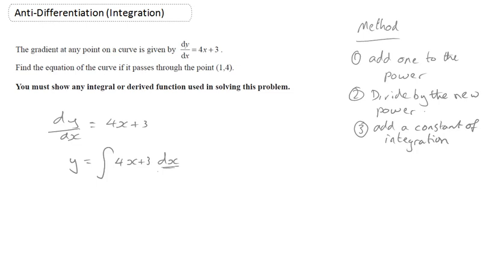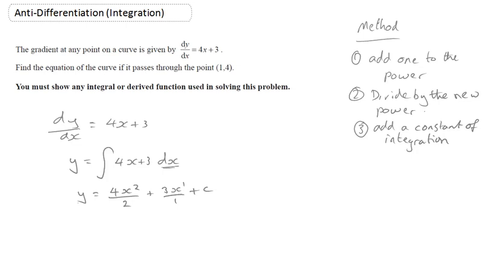So I'm going to add 1 to the power, so 4x has got 4x to the power of 1, so I'm going to add 1 to the power, so that gets 4x squared, and then I divide by the new power, so that's over 2. Plus, now 3 is 3x to the power 0, so now that's going to become 3x to the power 1 over 1, and I'm going to add my constant of integration. Sweet, I'm there. I've integrated, so y equals that.